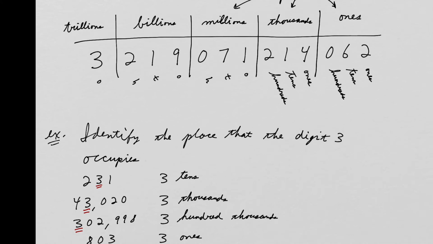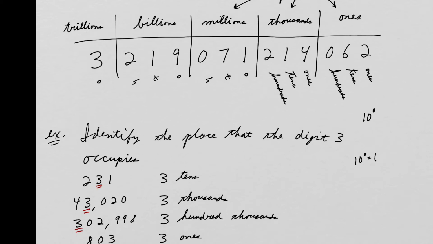Okay, the other thing to recognize here, and this is really important, is that each of these places is off by a factor of 10, right? It increases by a factor of 10. So the ones place, I can write this position as 10 to the 0 power. Why? Because it turns out anything to the 0 power is equal to 1. So 10 to the 0 power is just equal to 1.